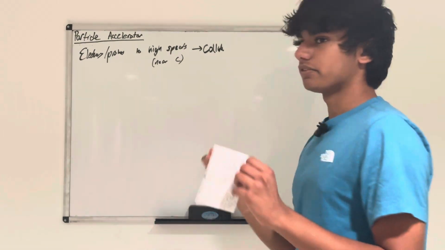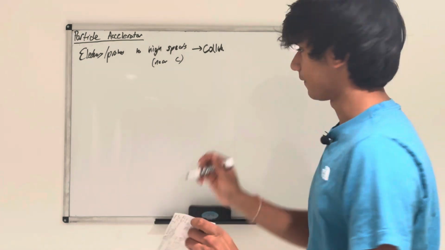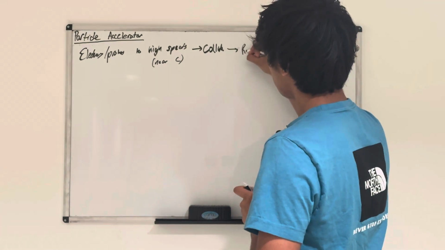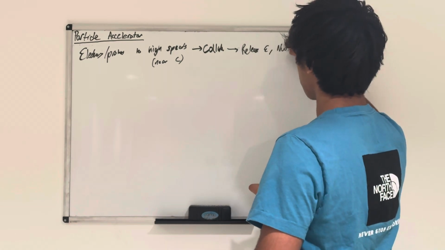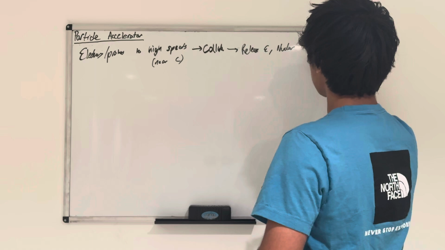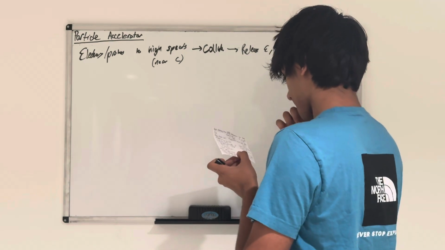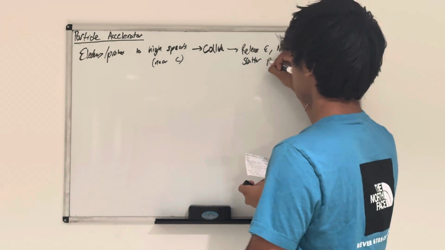And so what happens is when we collide these particles together, a lot of things can happen. For example, we could release energy, or we could have a nuclear reaction between them, or we could scatter particles, or even create new particles.